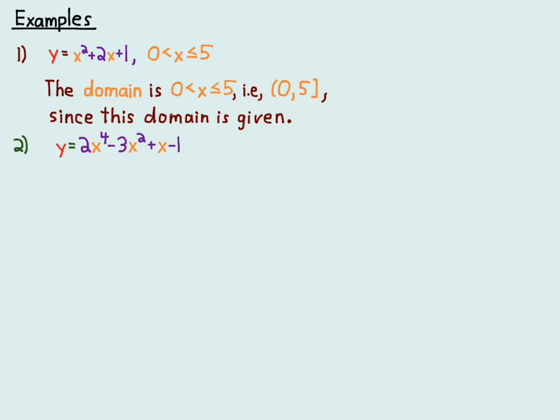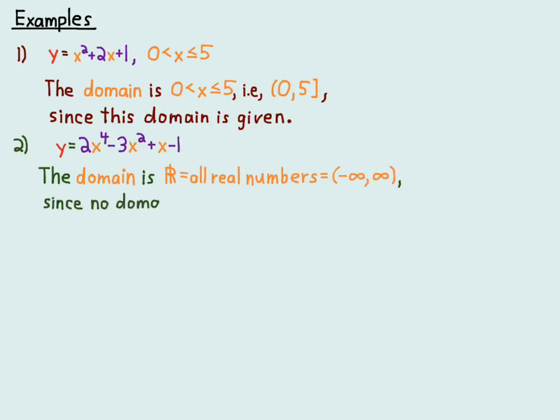Now, number 2 here, y equals 2x to the 4th minus 3x squared plus x minus 1. This one, there's no domain given. So that means that we fall back to the implied domain, which will be every value of x that we can plug in here that gives us a real number as an output. So that'll be all real numbers, which can be written as a blackboard bold R, or all real numbers, or negative infinity to infinity.